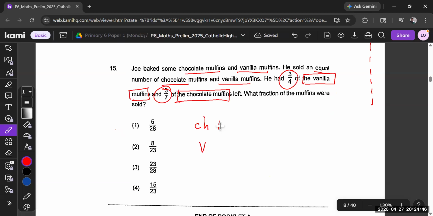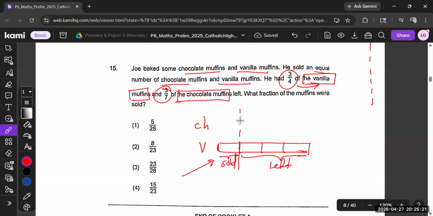How many boxes do you draw for the vanilla? Okay, let me just put below. Vanilla is 4 boxes. 1, 2, 3, 4. The denominator is 4. And he had 3/4 left. Then what fraction is sold? So there's a family of fractions: 3/4, 1/4, 4/4. What you see on the drawing is 4/4. Then this must be the sold and left.